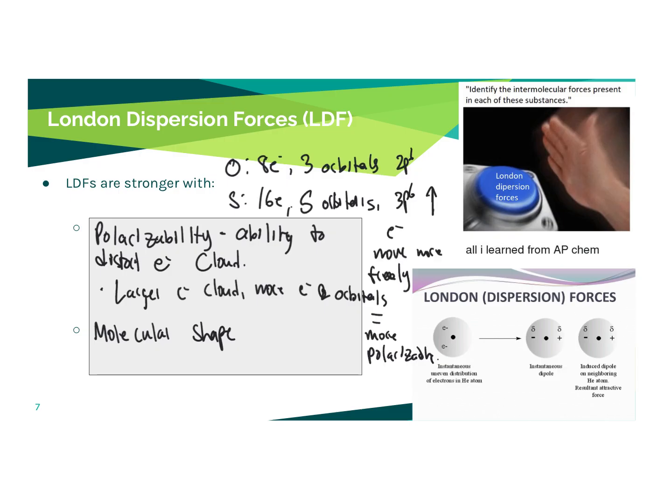As for shape, longer or more surface area equals higher LDFs. So the longer your molecule is, the larger it is, the more surface area it has, the more those electrons can be distorted.